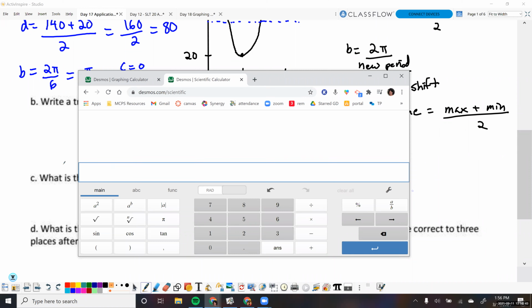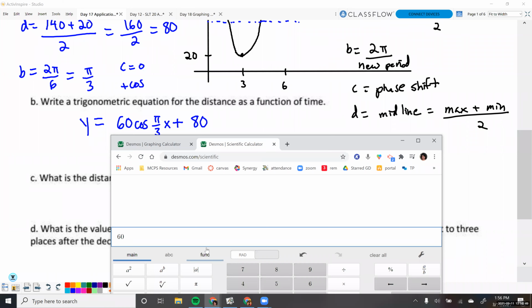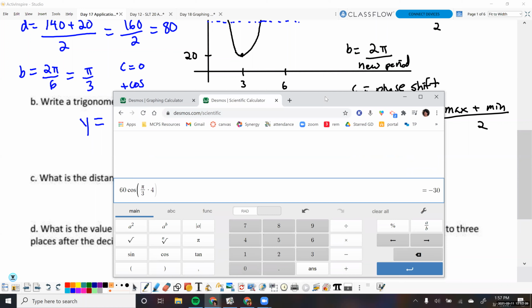So I'm just going to straight type what I'm trying to evaluate. I'm trying to evaluate here 60 cosine, and this is desmos.com/scientific. Parentheses, and then I just type pi divided by 3, arrow out, and I want to know at, I think 11 it said. 11? 4, I'm totally wrong. 4. And then plus 80. Boom.